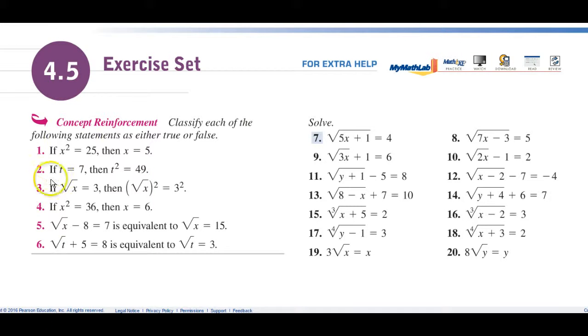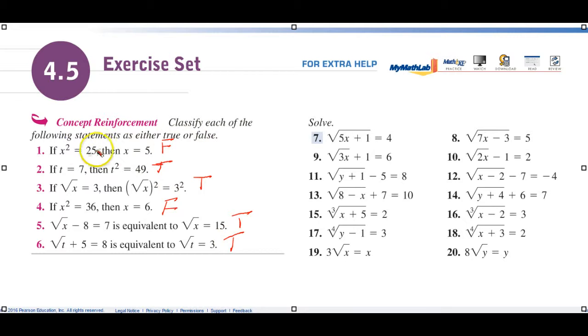Going on to set 5 of module 4, we're going to look at items 1 through 6 and determine if these statements are true or false. And again, there are 3 true and 3 false. We'll give you some time and defend your answer. Well, actually, there were 2 false and 4 true.